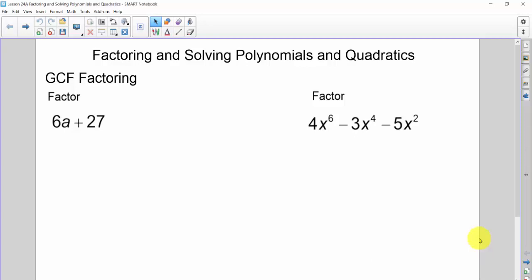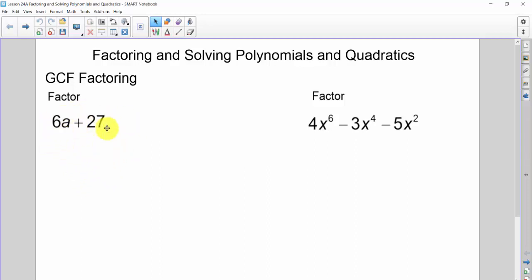So we're going to spend the next couple of days reviewing factoring and solving equations with polynomials and quadratics. And we'll start with what I would go to as my first method of factoring, the greatest common factor type of factoring. And that is basically looking at all the values in the expression and seeing if there is anything in common in terms of factors in each term.